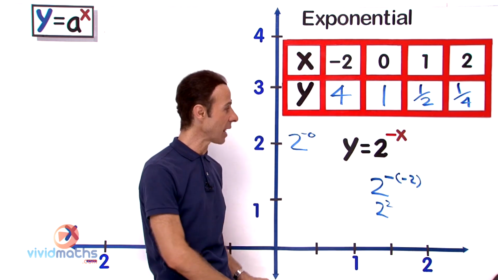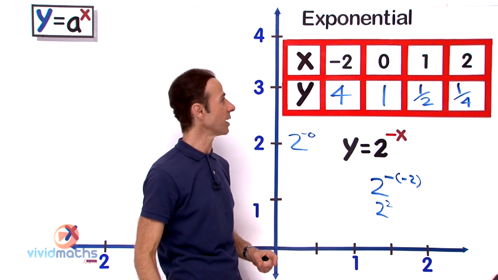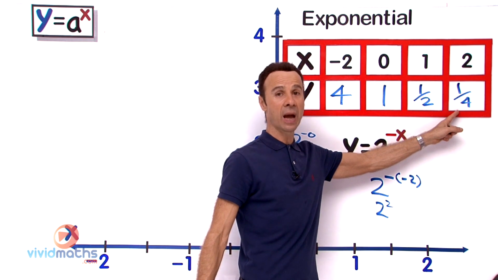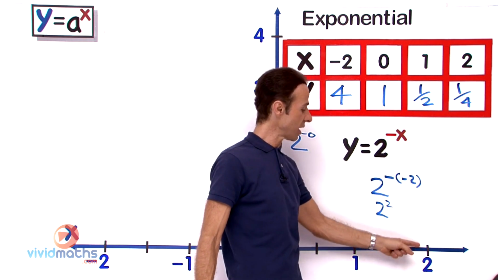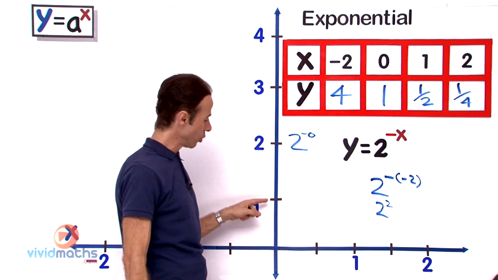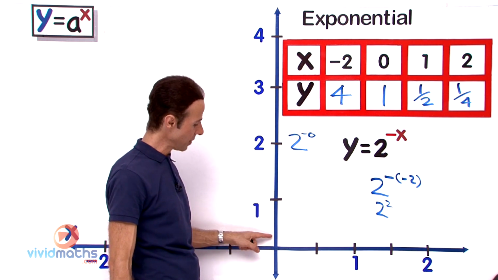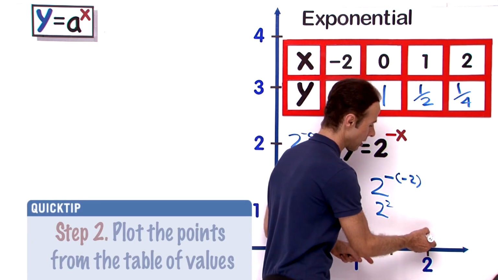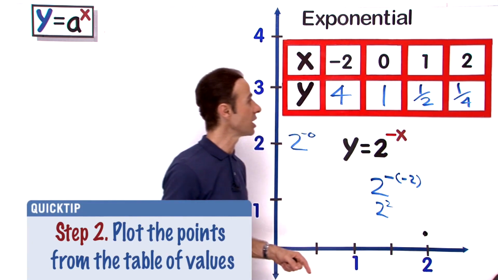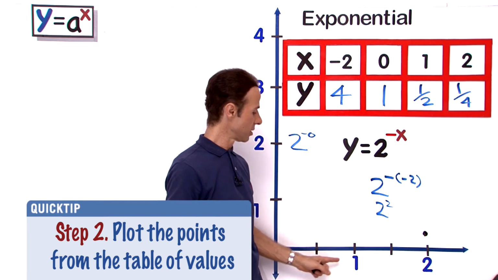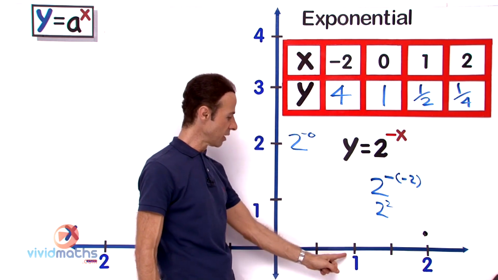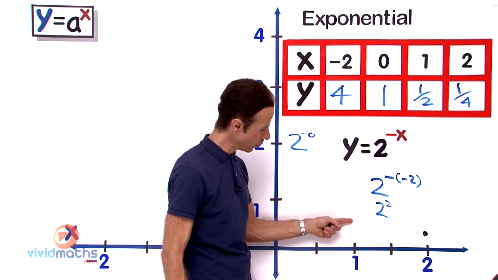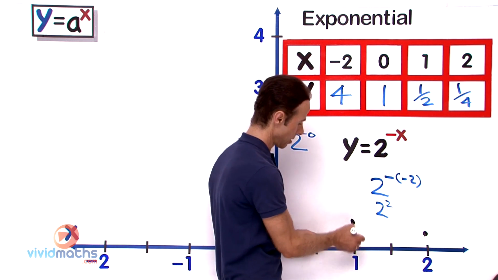So let's put them in black. So the first point is 2, 1/4. So here's our 2. We're only going to go up 1/4. If 1's there, so 1/4 should be about there. So it should be approximately there. Okay, the next point is 1, 1/2. So we have x value of 1, and 1/2 is approximately there. Let's put it right about there.